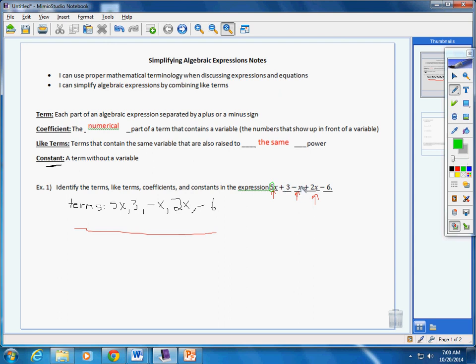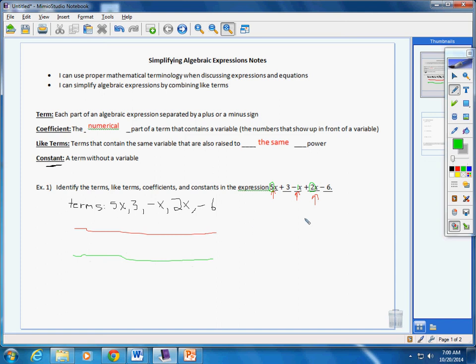Okay, here's an x. There's a variable, so the coefficient must be 1. Well, actually, it's not just 1, it's negative 1, because there's that subtraction sign in front. And lastly, our coefficient to 2x is just 2. So maybe you want to write those right here.